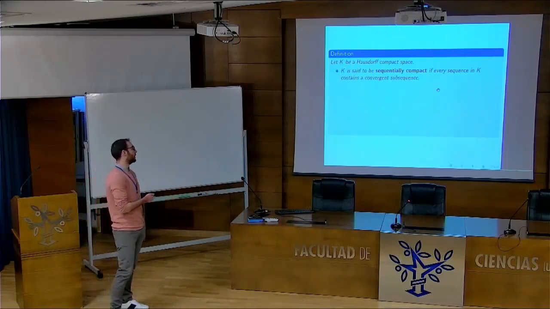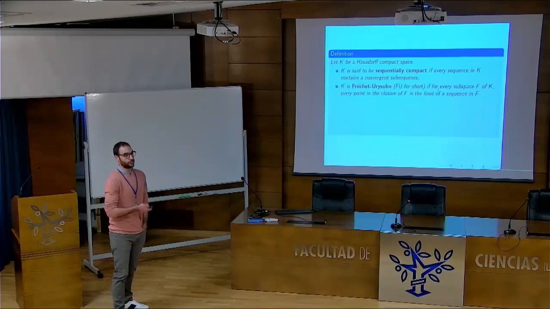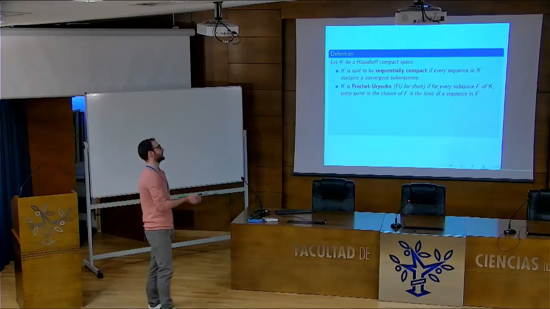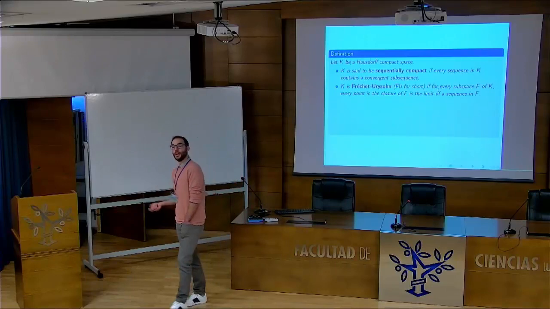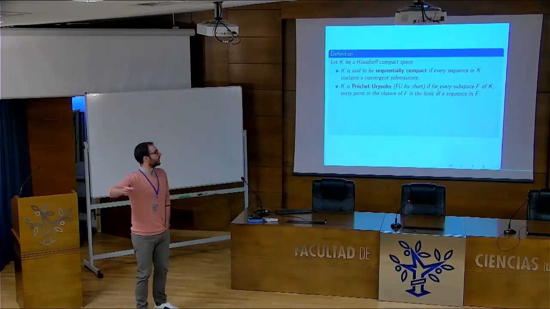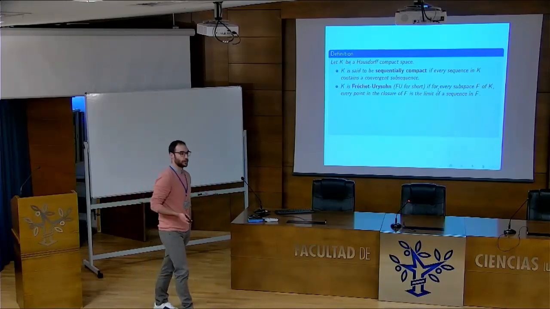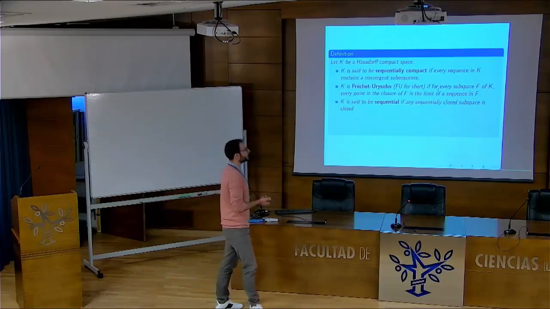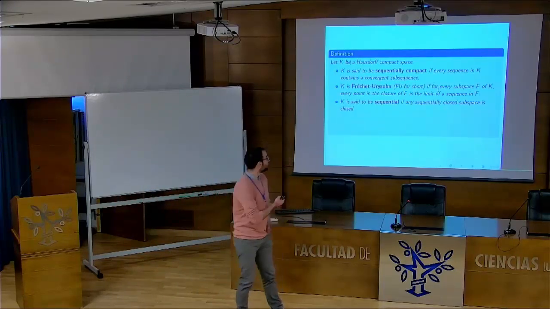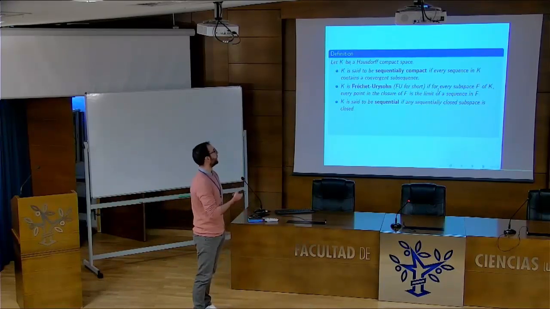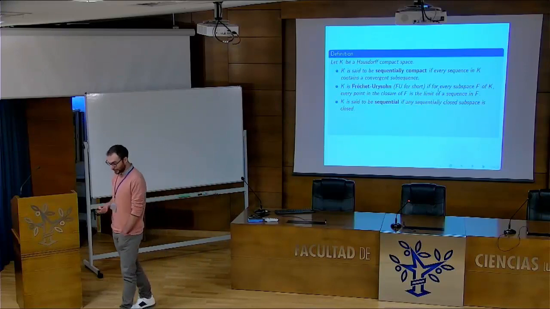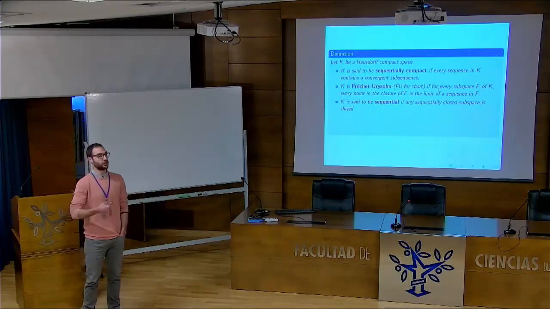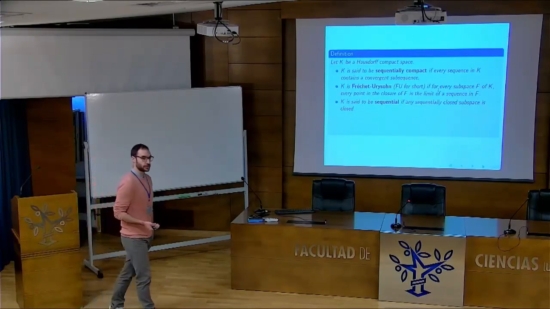We are going to deal also with Fréchet-Urysohn properties. A compact space is Fréchet-Urysohn if whenever you take a subset F and a point in the closure of F, then you can find a sequence in F converging to the point. And a compact space is sequential if any sequentially closed subspace is closed, and by sequentially closed I mean a subset which is closed under taking limits of sequences.